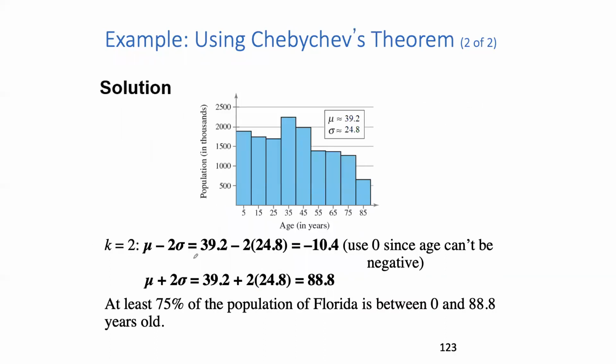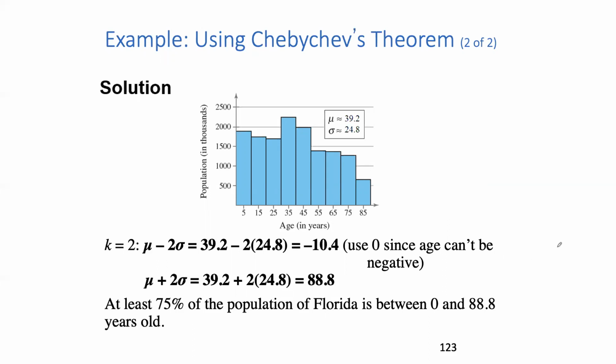So two standard deviations to the left of the mean is 39.2 minus 2 times 24.8. So that's negative 10.4. And two standard deviations to the right is 39.2 plus 2 times 24.8, which is 88.8. It tells me that at least 75% of the population of Florida is going to be between 0 and 88.8 years old. Okay. All right.